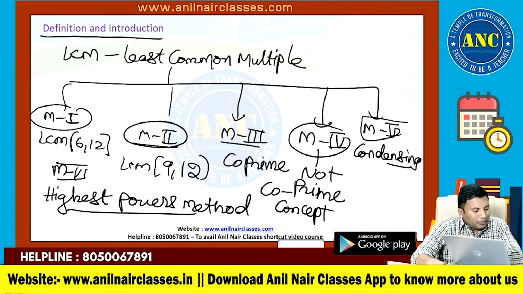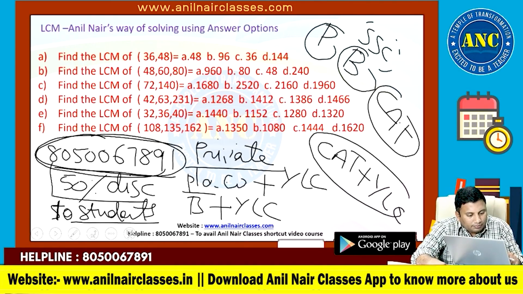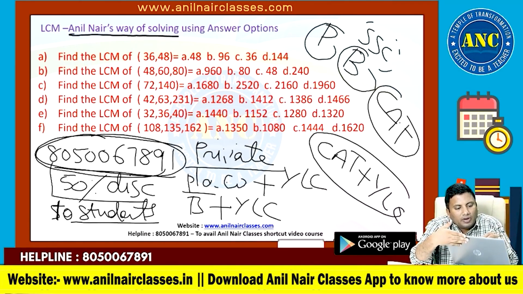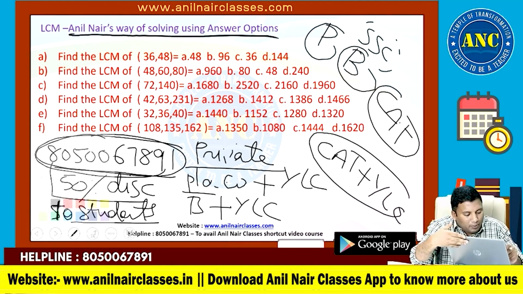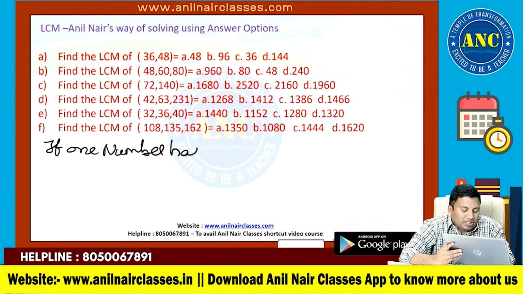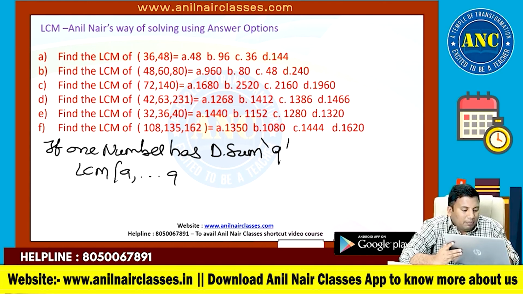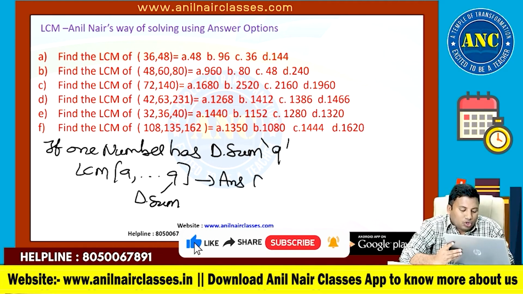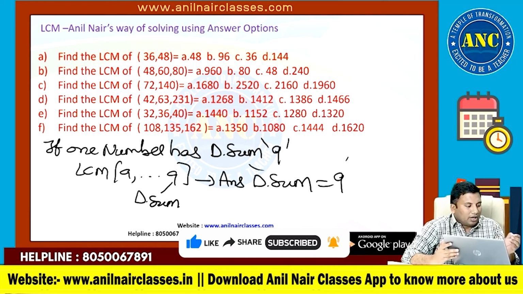Right? Now, let us get into the problems. Anil Nair's way of solving answer options. What are the important methods that we discussed? Concept: if one number has a digital sum 9, then the LCM of any number with a digital sum 9, the answer's digital sum should be 9. That is the first one.